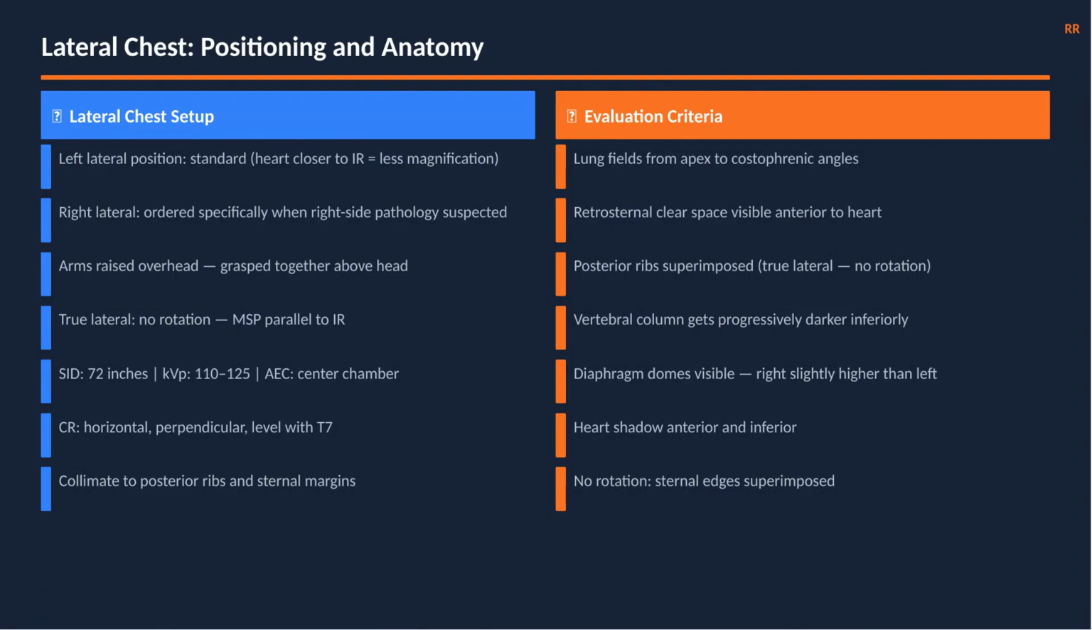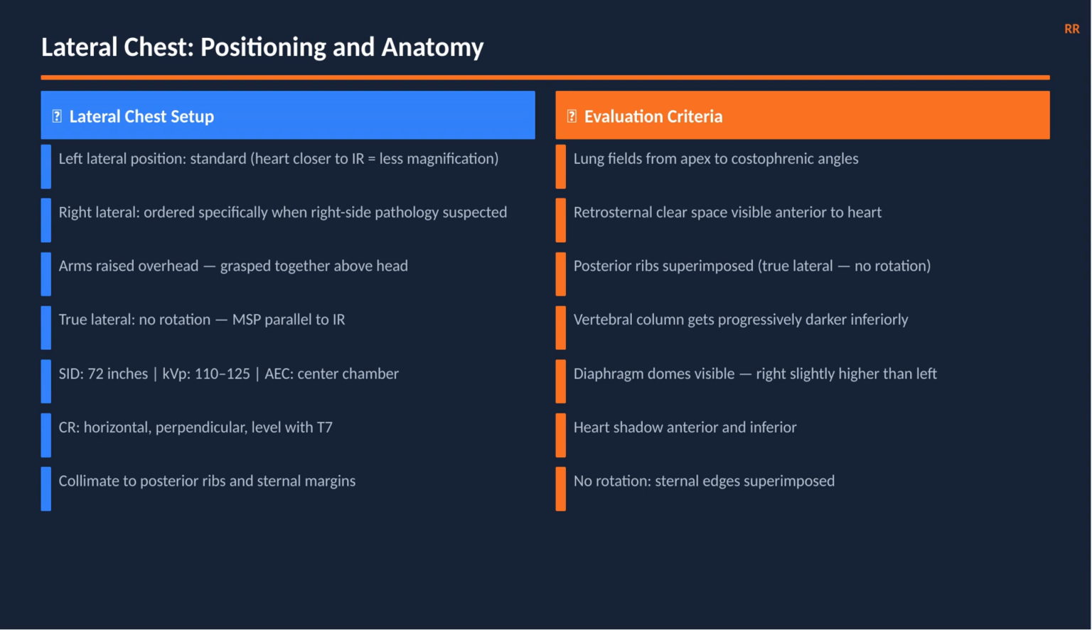The left lateral is the standard for routine chest work. Left lateral means the patient's left side is placed against the IR. The reason: the heart is positioned on the left side of the chest. Placing it closer to the IR reduces cardiac magnification compared to a right lateral. The right lateral is ordered specifically when right-sided pathology is suspected and a right side-down view is needed.